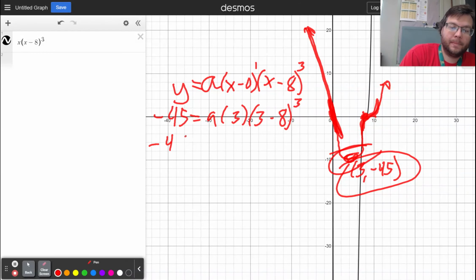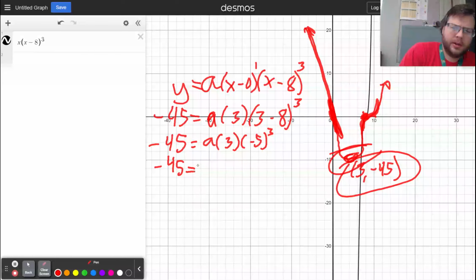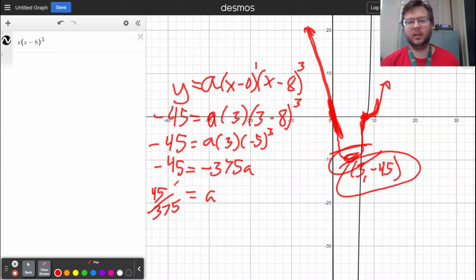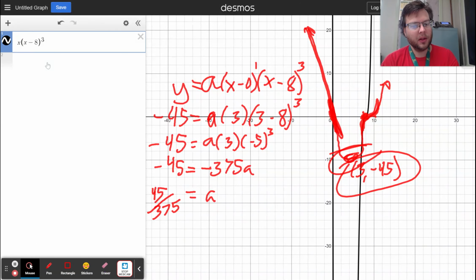-45 is a times 3 times negative 5 to the third power. So that's 5 to the third is 125. So times 3 is 375a. So then a is, the 2 negatives cancel, 45 over 375. So watch what happens now as I type this in.